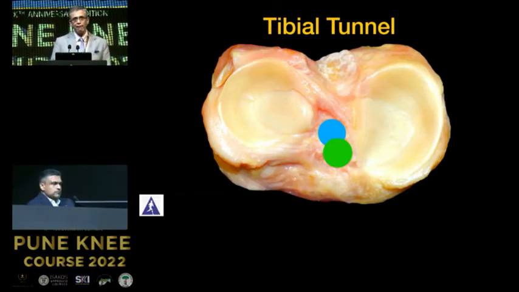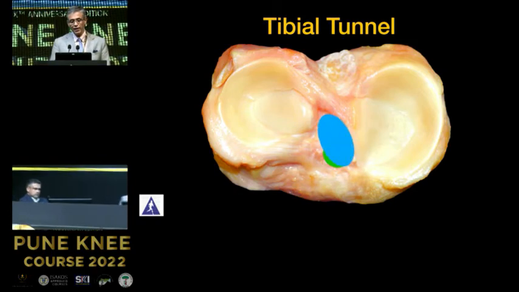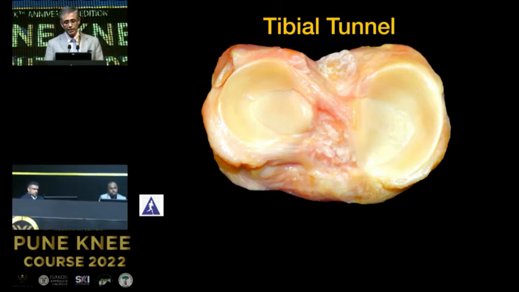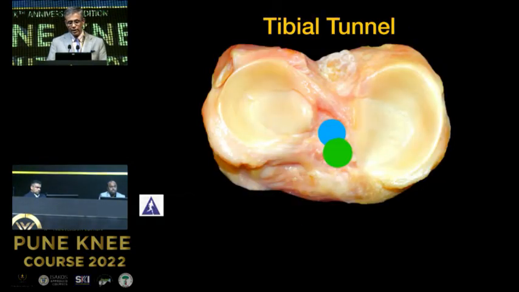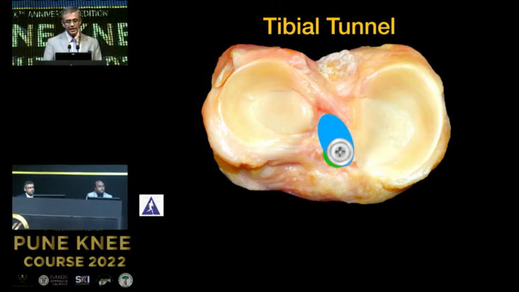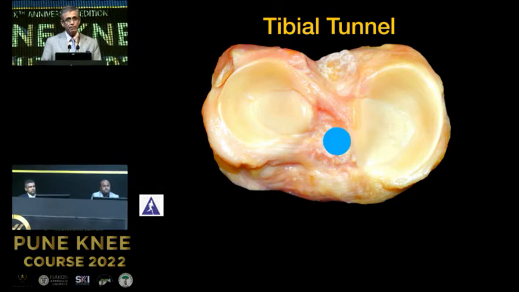If you have something which can be salvaged, then you can enlarge the same tunnel and put a screw in the front, which can help salvage it. So the anterior tibial tunnels are a bit easy to salvage. The problem happens when you have a partially incorrect, posteriorly placed tibial tunnel.